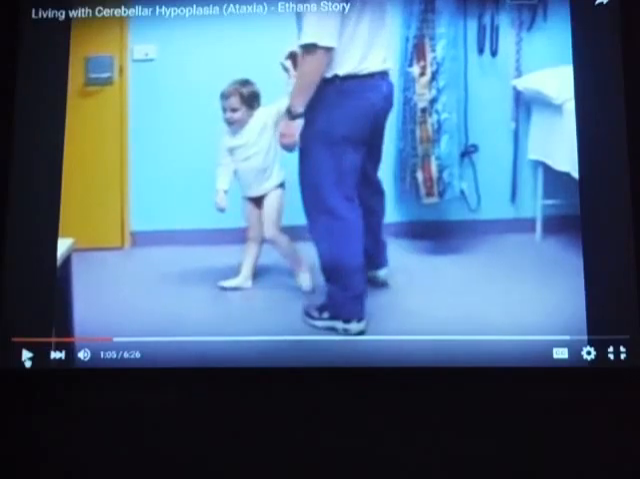So it's hard to see with his hand being held, but just the wide base, sort of a staggering gait, poorly controlled, not smooth, kind of characteristic.